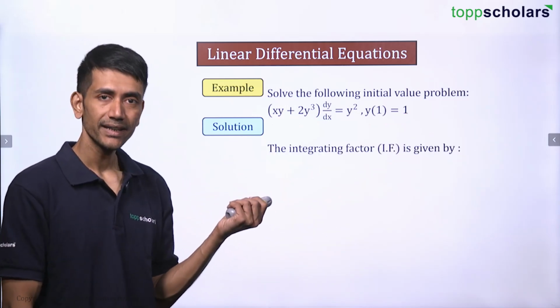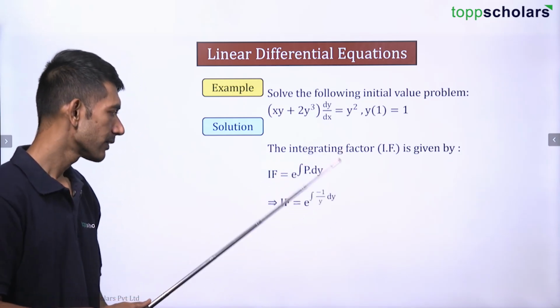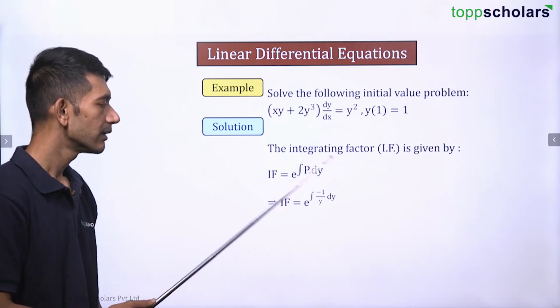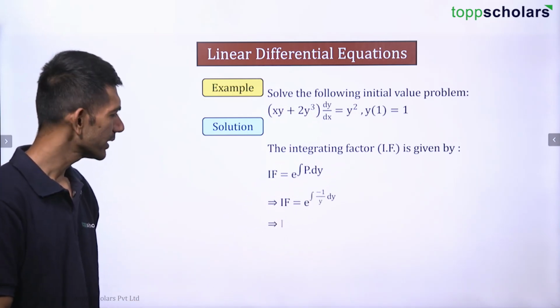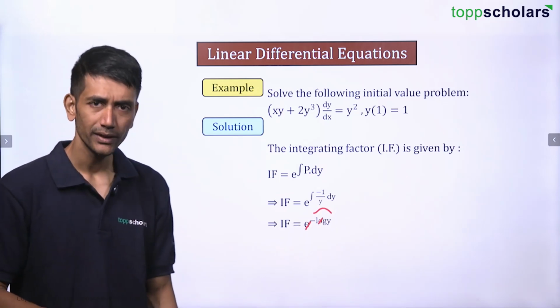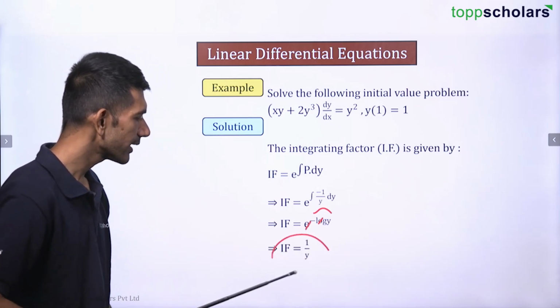Now we will find the integrating factor, that is e raised to the integral of P dy, right? So let us do that. That is e raised to the integration of minus 1/y dy. Again, you are going to get log y only here. And e and log will get cancelled. y raised to minus 1 is 1/y. So you get 1/y here. That is your integrating factor.